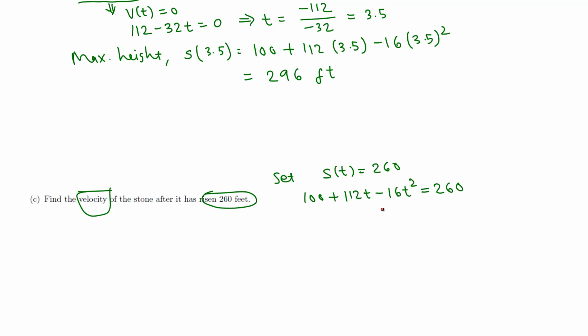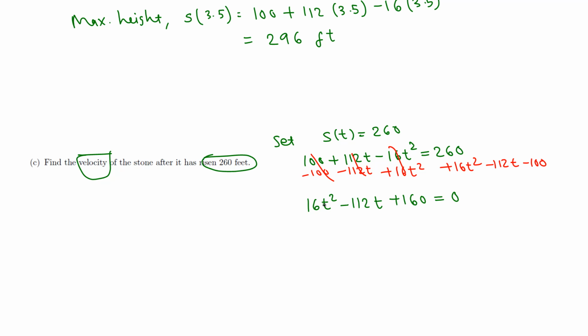The negative 16t squared is on the left, so let's move everything to the right. That means add 16t squared, subtract 112t, and subtract 100 from both sides. Let me write it in standard form, highest degree term first. The leading term is 16t squared, minus 112t, and 260 minus 100 combines to plus 160, equals 0.